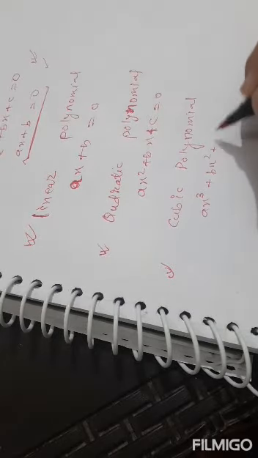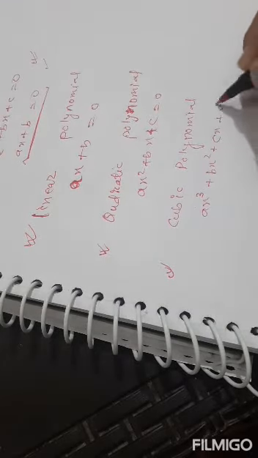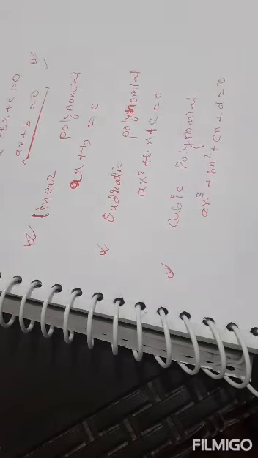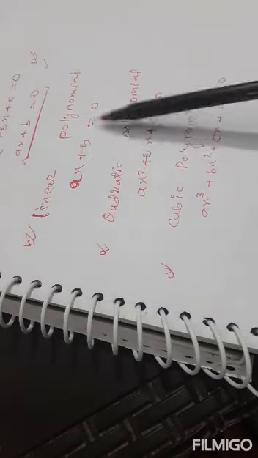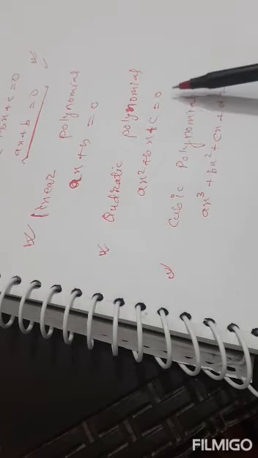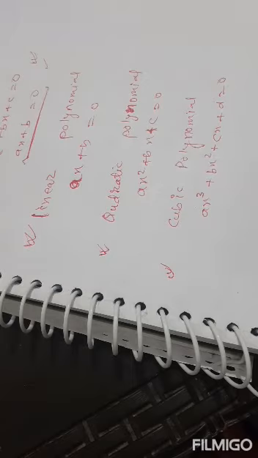What can be the possible example? ax cube plus bx square plus cx plus d equals 0. So these are the general forms. For a linear polynomial, ax plus b equals 0. For a quadratic polynomial, ax square plus bx plus c equals 0. And these polynomials have one variable. So we will solve some questions and see some methods of how we can solve them.